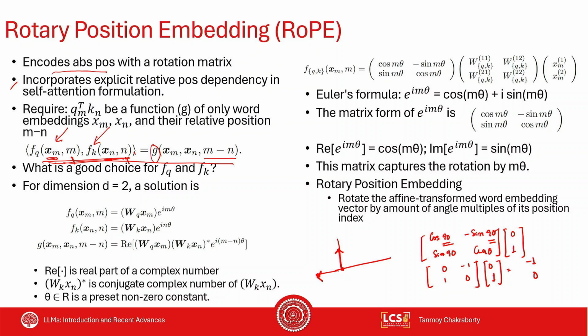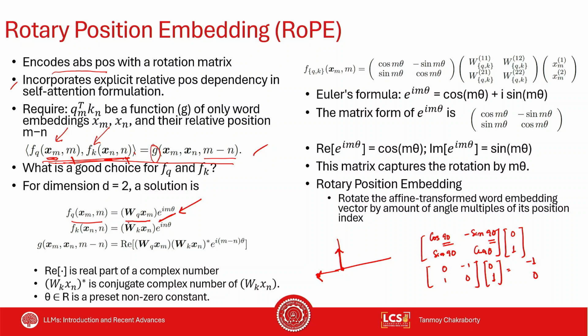One of the options which satisfies this is as follows. They said that fq can be written in this way. Remember, fq is the transformation of your query embeddings and the positions. We already know xm and Wq: xm is the word embedding and Wq is the query matrix that we learned. We will introduce this factor, e to the power i m theta, the imaginary part. m is the position of the query. Theta is the rotation value. I will capture the position information using this imaginary component.